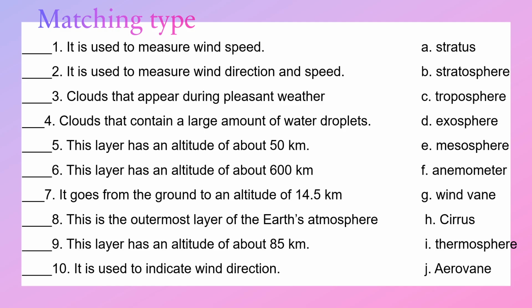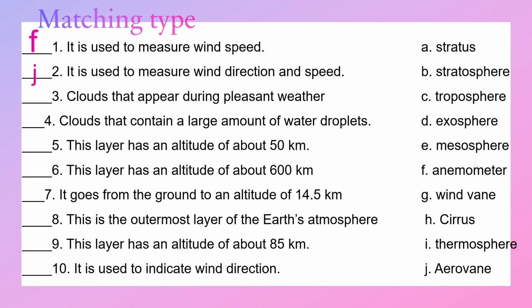Okay, yes, letter F, anemometer. Okay, we use anemometer to measure the wind speed. Number 2, it is used to measure wind direction and the speed. The wind direction and the speed. Yes, correct. Letter J is the aerovane. Letter J.